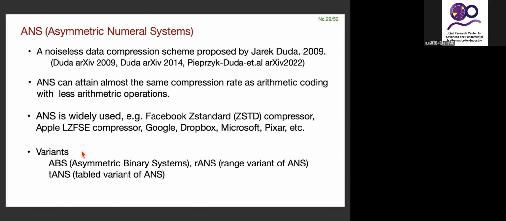There are several variants of ANS. ABS is ANS for binary source sequences, and the range variant of ANS is like the range coding of arithmetic coding, and the tANS, the table variant of ANS, is the simplest ANS.